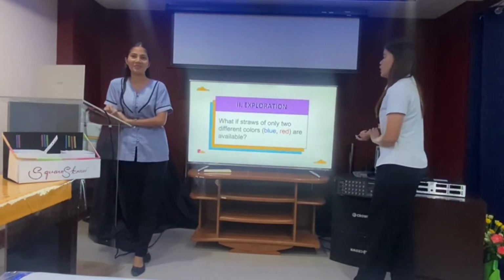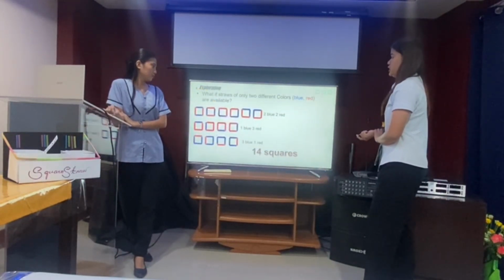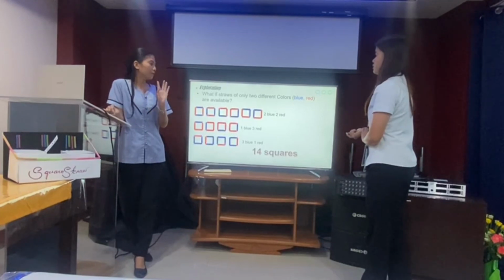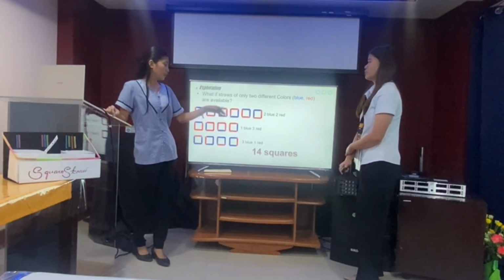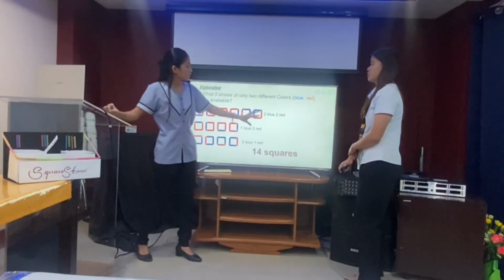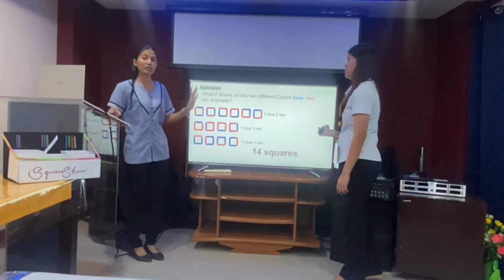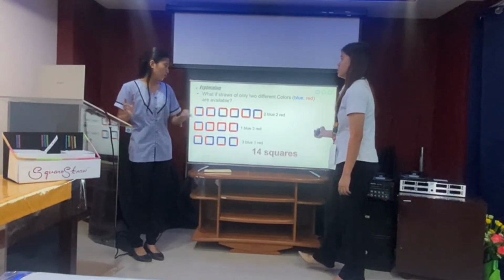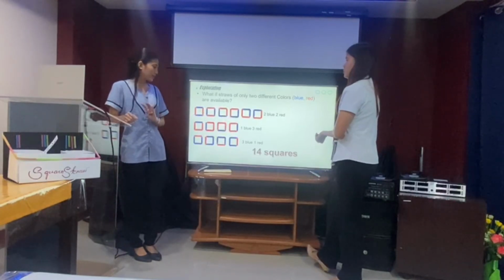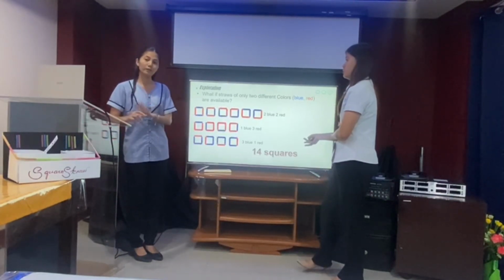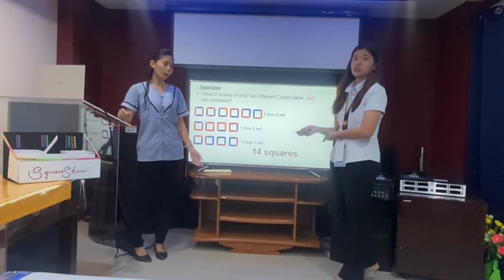So if 2 colors are available, the squares we can make from the straws total 14. We have first the combination of 2 blue, 2 red. If we consider this combination, we will get 6 unique squares. While if 1 blue and 3 red, we will have 4 squares. And 3 blue, 1 red, we will have 4 squares. So all in all, we have 14 squares.